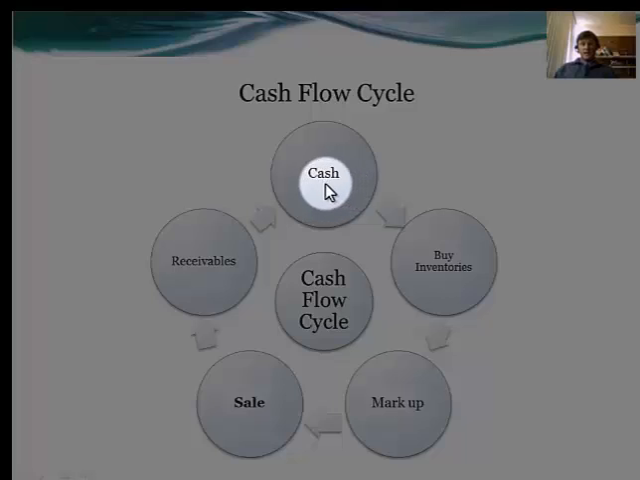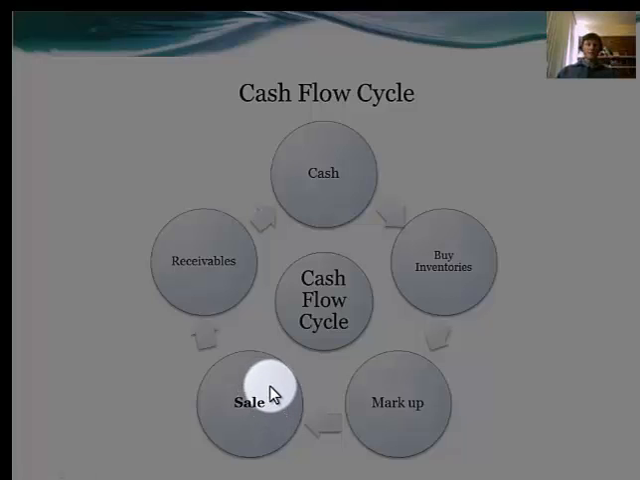You start with cash. We're talking about a trading business. It then buys inventories, hopefully the right inventories that people want to buy. A markup is put up on those inventories. For example, if I'm in a clothing shop, I might buy some jeans for $50, and then I put a markup on it of say 100%, which means another $50. Therefore, the sale price would be $100.